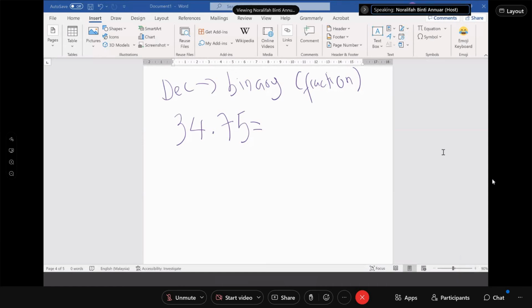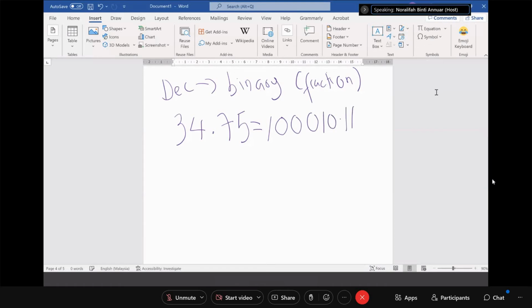Yang lain tu mana? Tidur ke? Patrick sedang mencuba. Patrick dah dapat jawapan. Jawapan dia 100010.11. Okay, good job, Patrick.